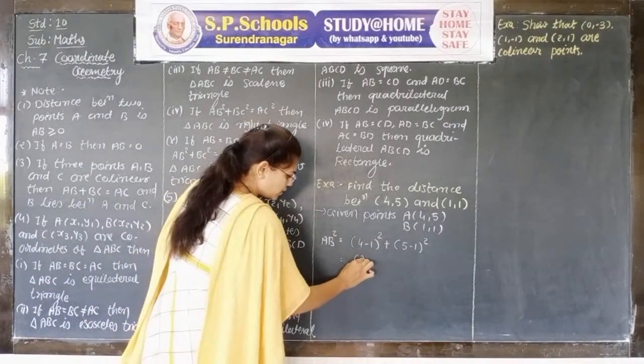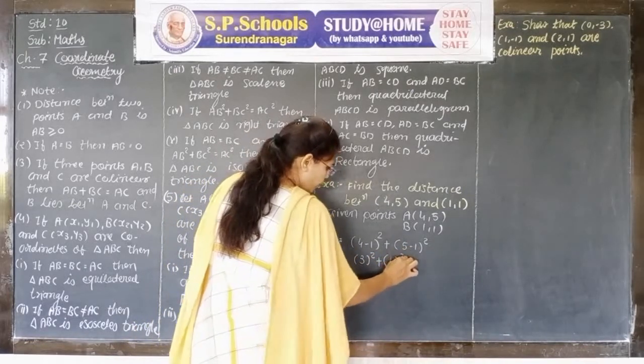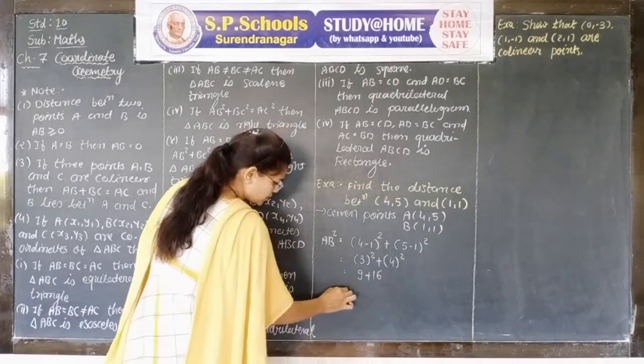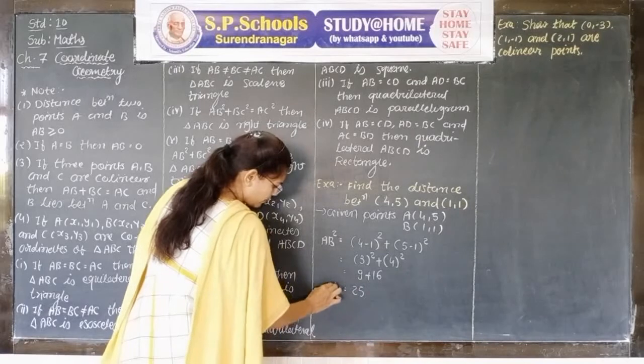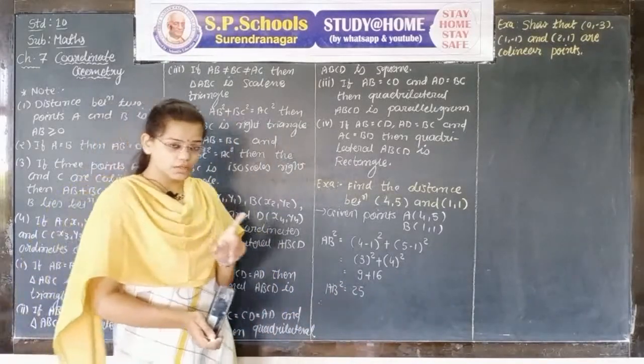4 minus 1 is 3 square, compulsory plus 5 minus 1 is 4 square. 3 square is 9, 4 square is 16, 16 plus 9 is 25. AB square is equal to 25. Keep in mind, AB square is not the distance.